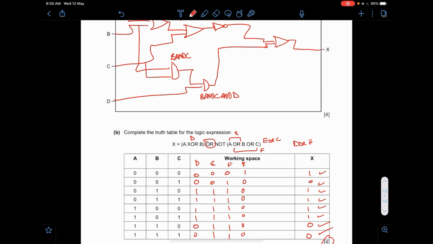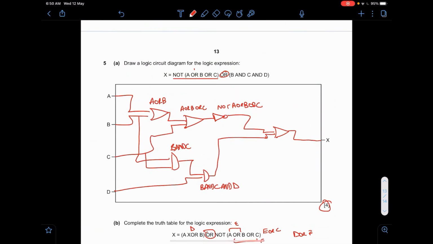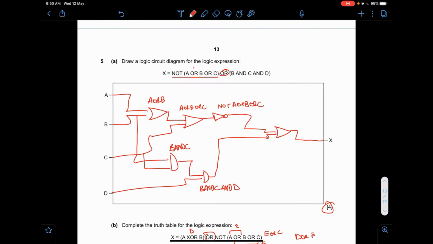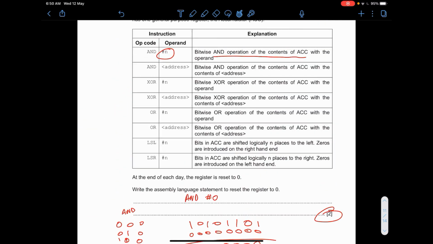So this was for 4 marks, this was for 4 marks, right? And that marks the end of our specimen paper. This was in general an easy paper. Just some things to point out.